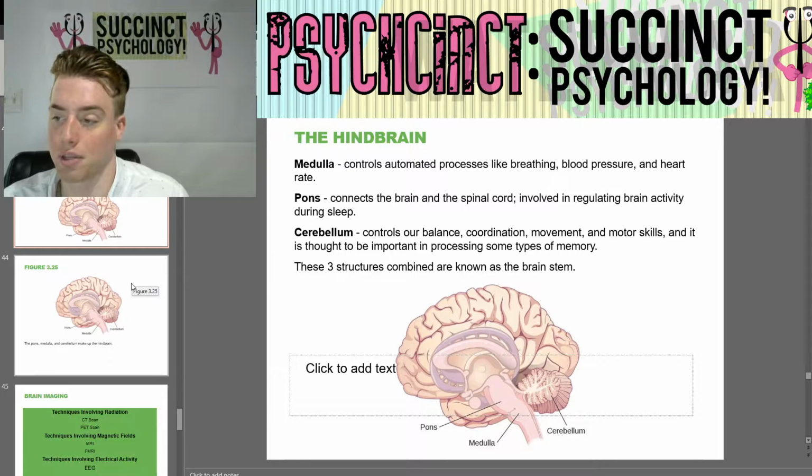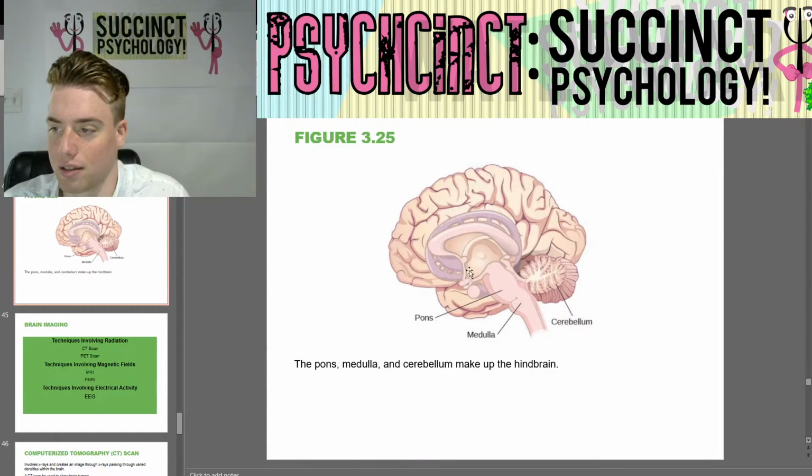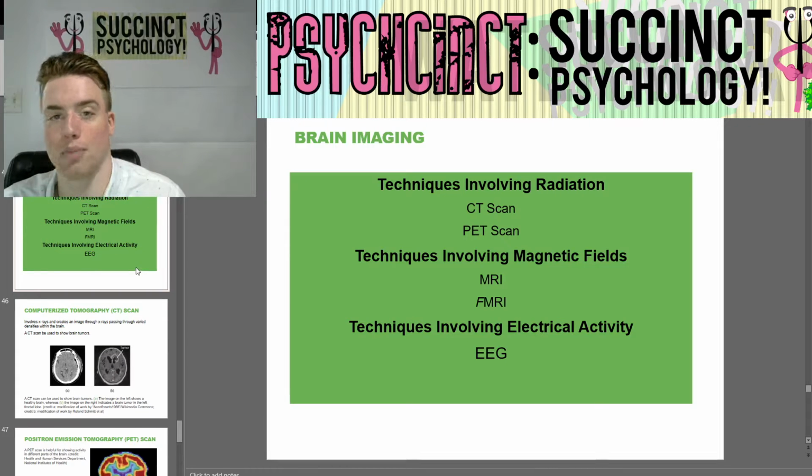These three structures combined are known as the brainstem. So here you can see, again on the picture, you have the pons, medulla, and cerebellum. So this is what your brainstem is made up of. Once again, more zoomed in pictures, so you can see a little bit better. So that's the hindbrain. So going on, we're going to go into brain imaging.